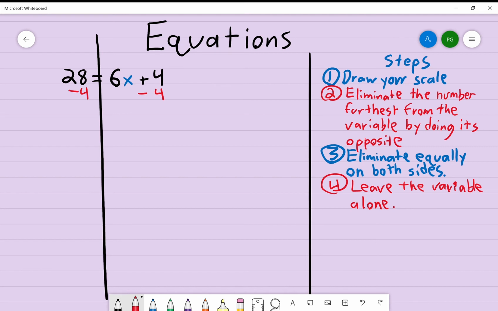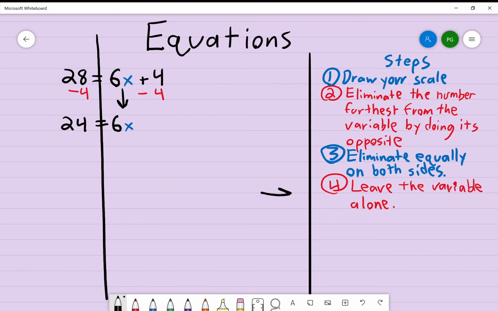Okay, so now let's just do the math. 28 minus 4 is 24. Let's bring down that equal sign. We can bring down the 6x. We haven't touched it after all. And then 4 minus 4 is going to be 0. We don't have to write that down.